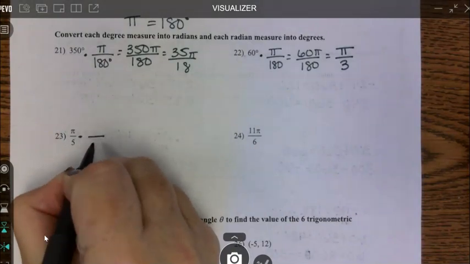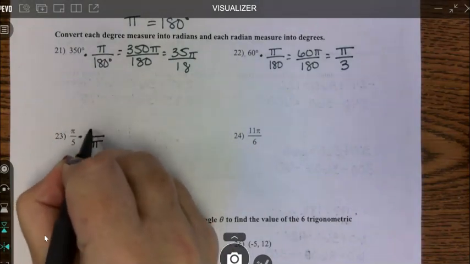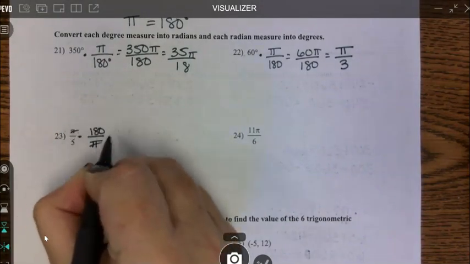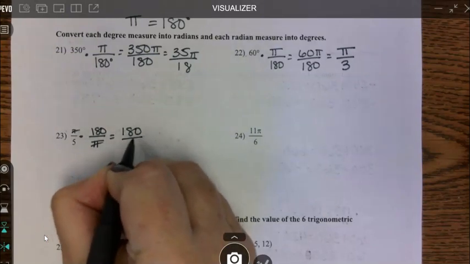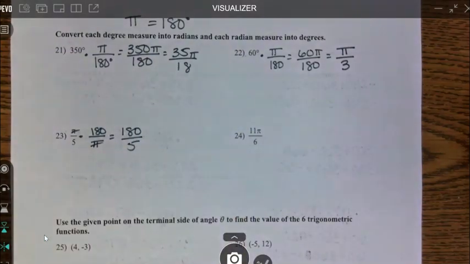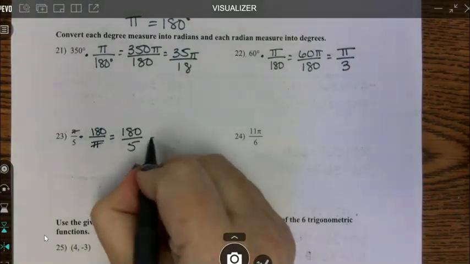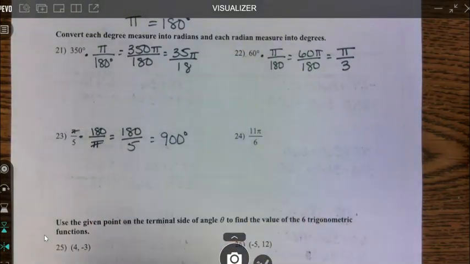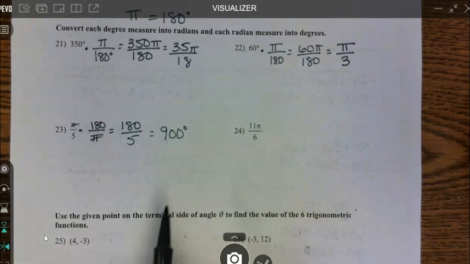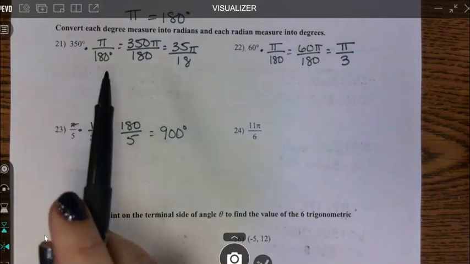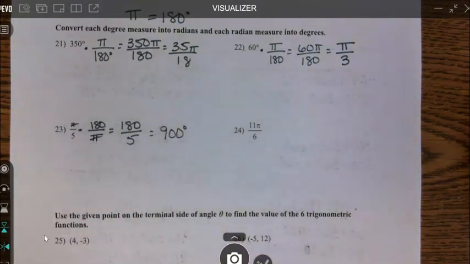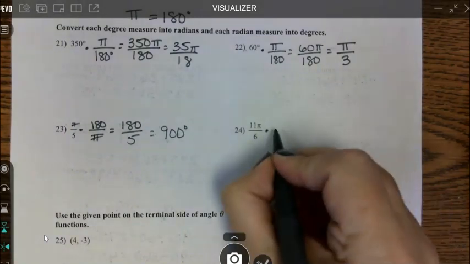Here we go. Pi on top. So we're going to have a pi on bottom. So the pi's cancel. So I'm left with 180 over 5. And I get 900 degrees. Now I know some of y'all are like, should I subtract it? It didn't say we needed it to get it down, so you're actually done.